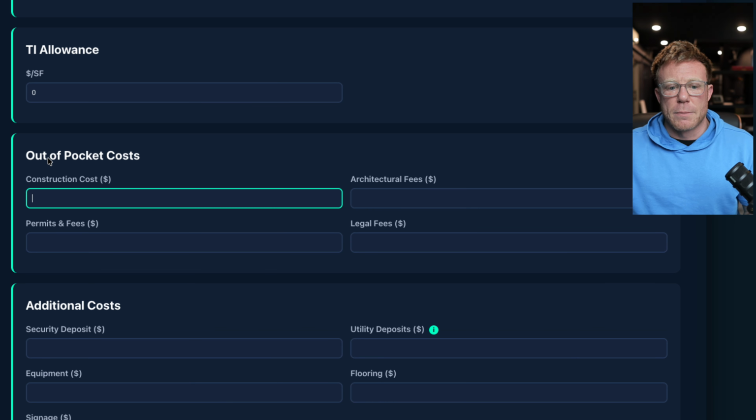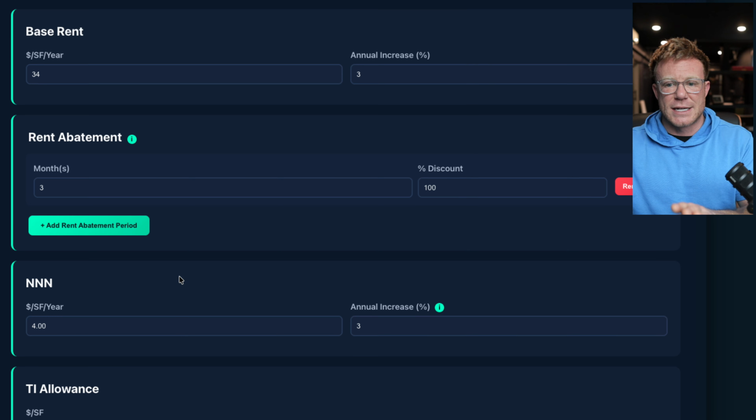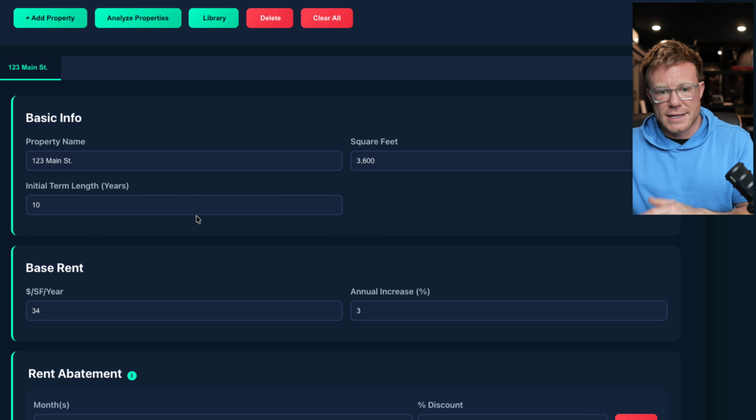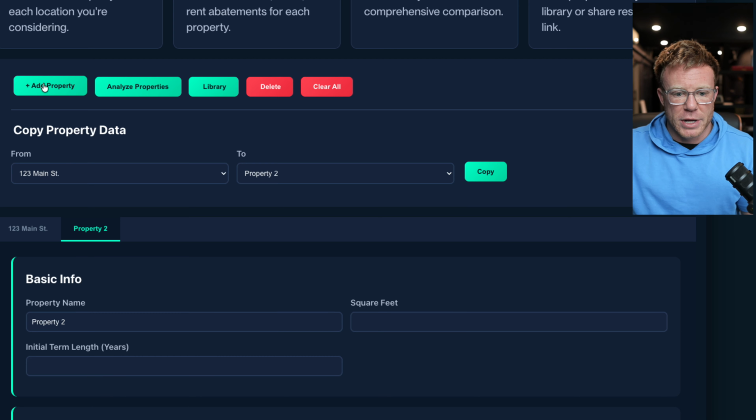Down here, you could put in variable costs, these out-of-pocket costs and additional. I'm not going to do that, but if you have this information and you're analyzing sites, I highly recommend you put it in. Otherwise, we're just going to look at this deal heads up on the deal terms compared to this second site. So once you have all the information with your first site, click Add Property.